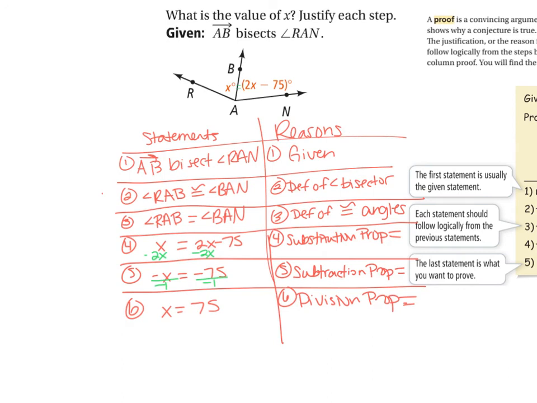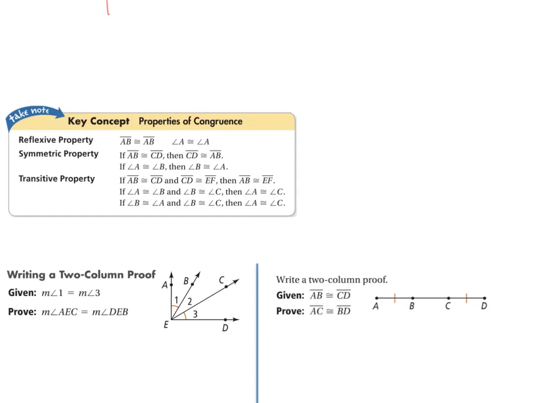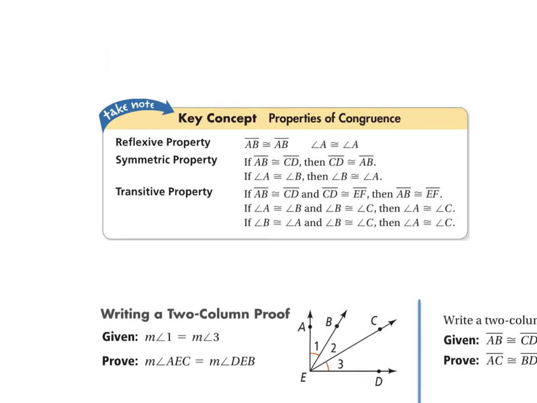I know this was a lot of work to figure out that x equals 75, but I'm not concerned that you know what the answer is. It's this process, to know that you know how to explain it. That's what a proof is all about. Not that you have the right answer, but you can actually explain why. Okay, on the next page, these are some of those same properties, the reflexive, symmetric, and transitive, but those are properties of congruence instead of equality.